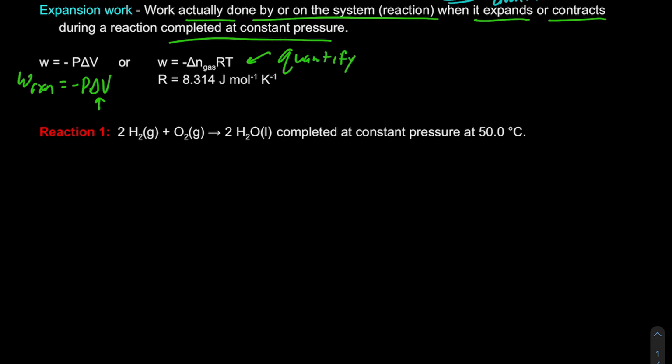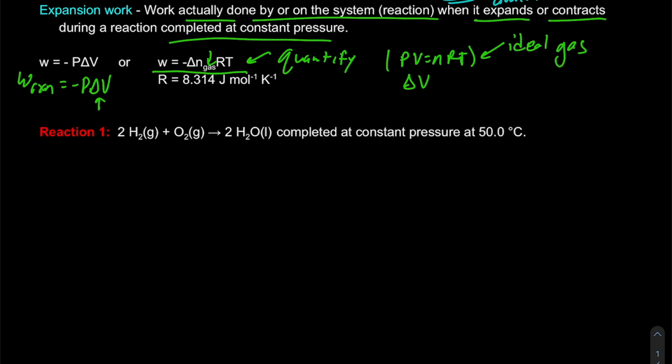Now we can quantify this if we're thinking about applying the ideal gas law and how that relates to our delta V. We're not going to go through the derivation here, but we'll see that the work for the reaction is equal to the change in number of moles of gas. The reason we're thinking of gas particles is because this was derived from the ideal gas law.